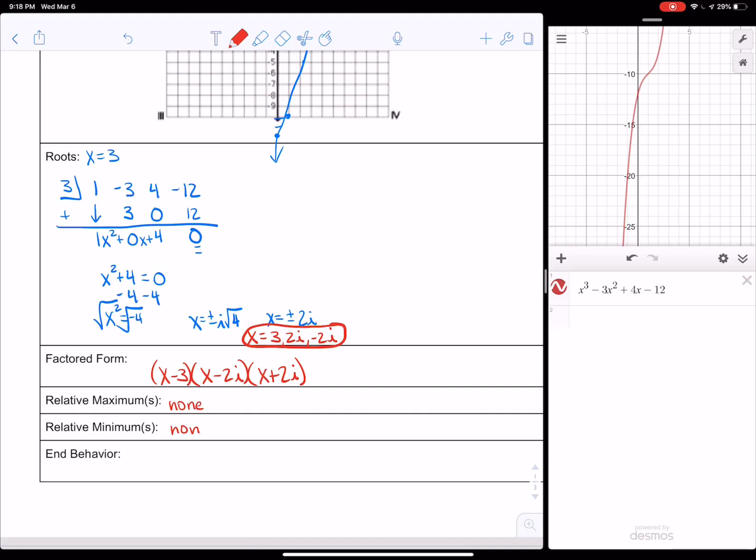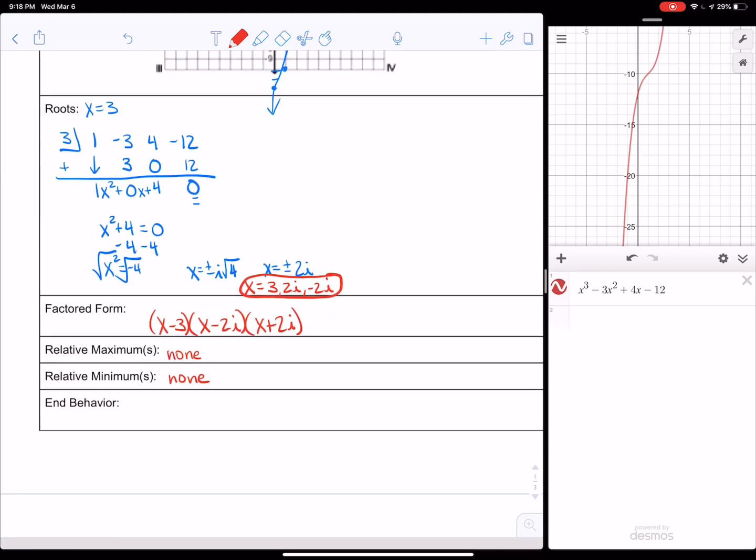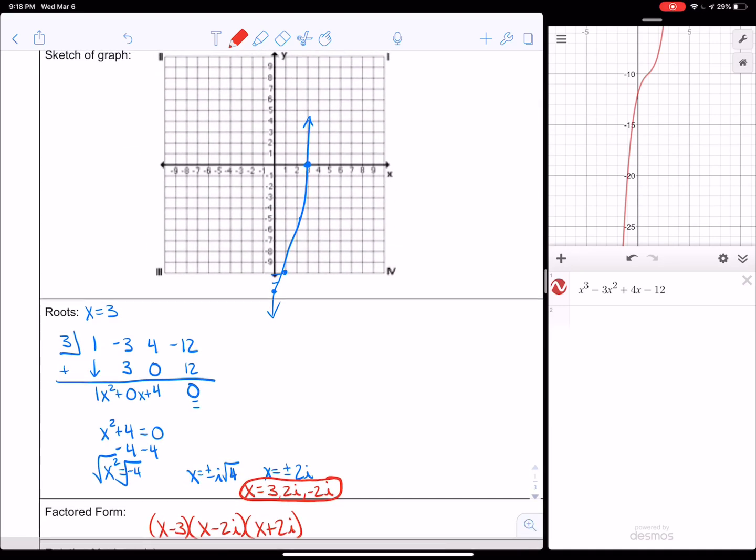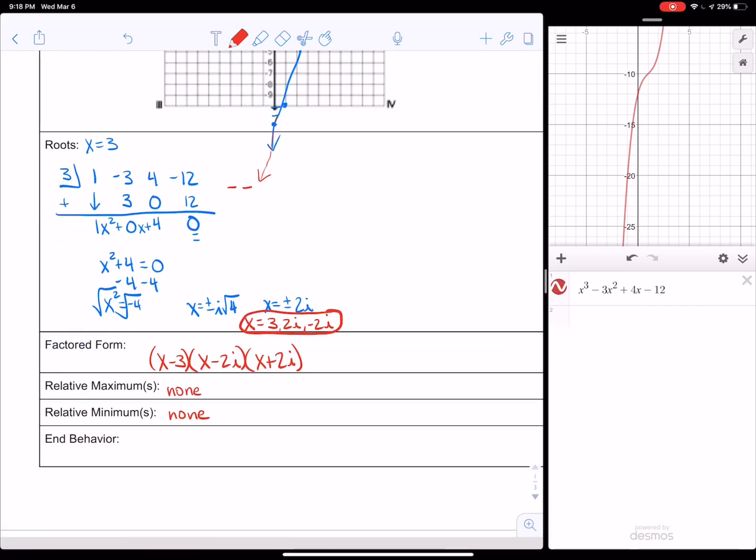For end behavior, this graph is infinitely going to keep going to the left, so it's going to end up in the quadrant that's negative. And then on this side of the graph, the end is going to go toward positive. So we would just need to write, as x approaches negative infinity, y approaches negative infinity. And as x approaches positive infinity, y also approaches positive infinity.